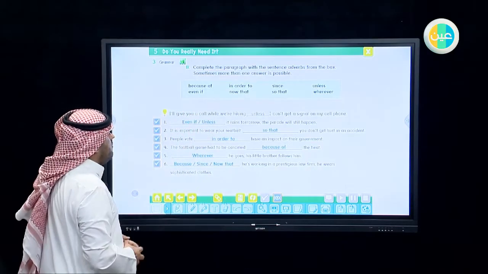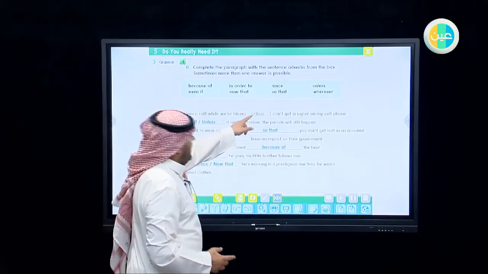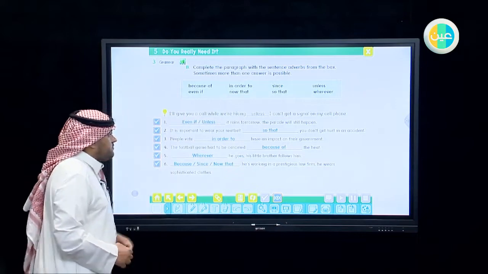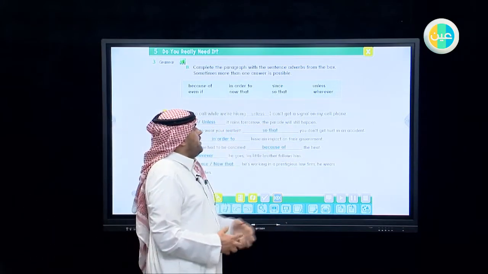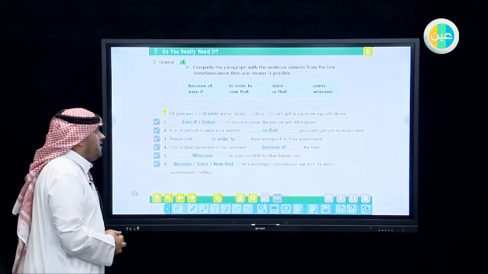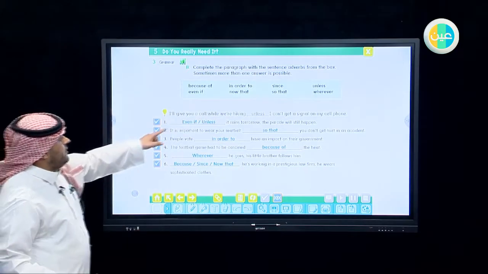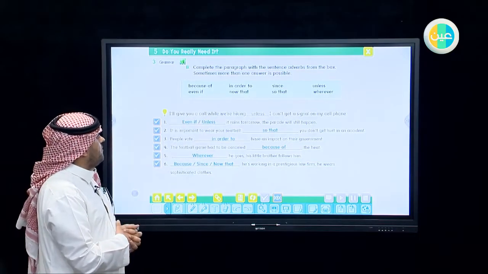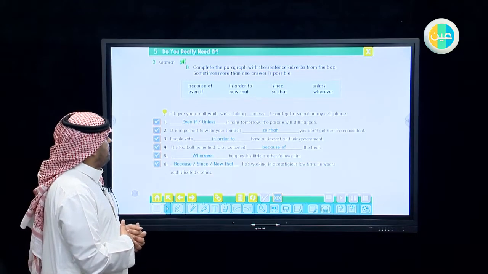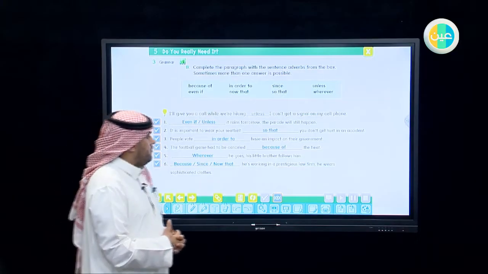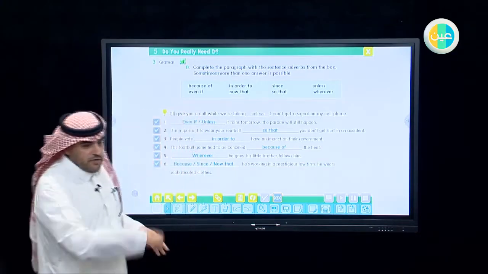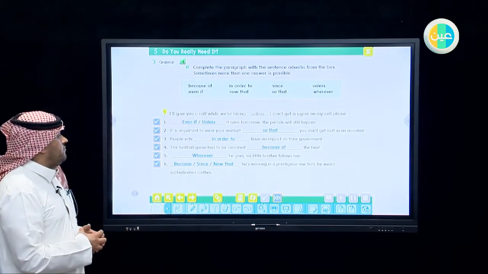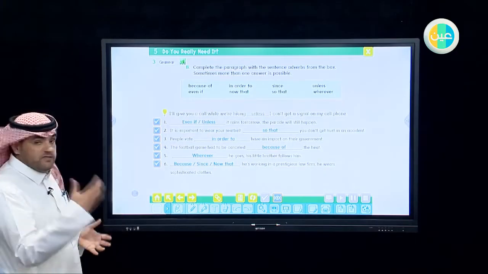I'll give you a call while we are hiking, unless I can't get a signal on my cell phone. Number 1, it rains tomorrow, the parade will still happen. Okay, that means even if it rains tomorrow, or unless it rains tomorrow, one of them can be used, no problem. You can use one of them. You say even if or unless it rains tomorrow, the parade will happen. The parade is when people march, when some people pass by, or military, or like in festivals, things like these.